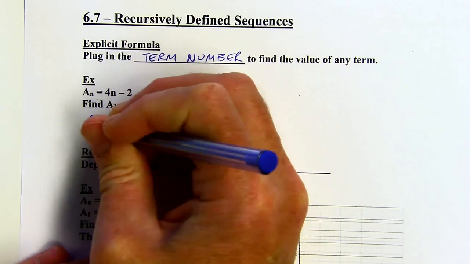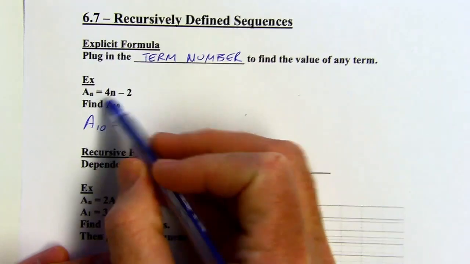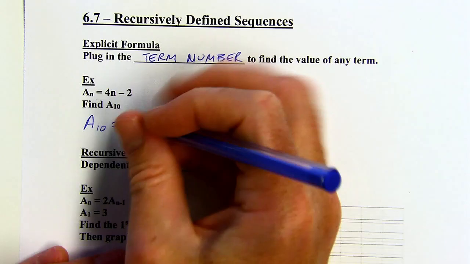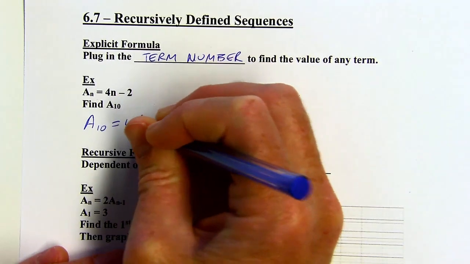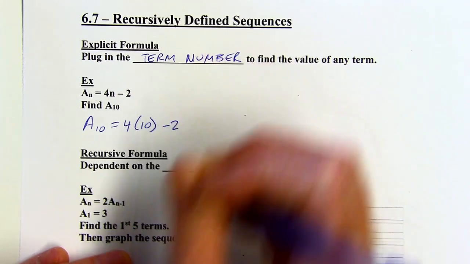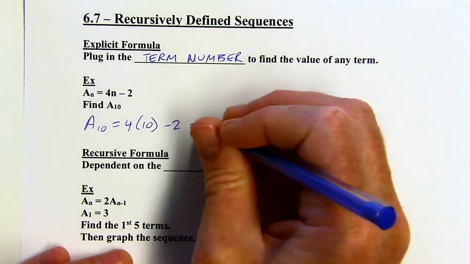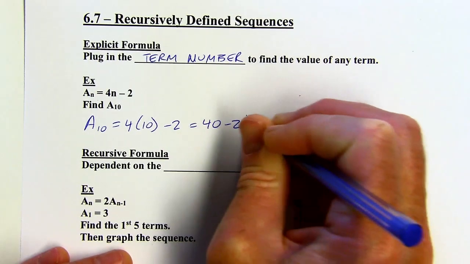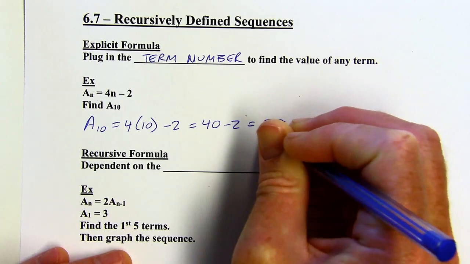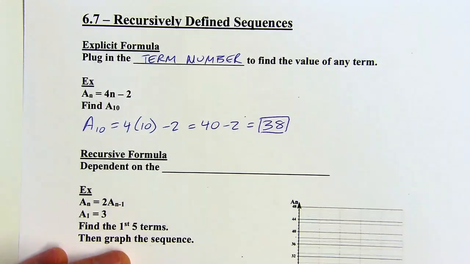That means I'm trying to find the 10th term in this sequence. So when I want a sub 10, I just plug in 10 into the equation. So I've got 4 times 10 minus 2, okay? And then I simplify that. So let's see, I do the multiplication first. I've got 40 minus 2, which is 38. So that's the 10th term in that sequence.